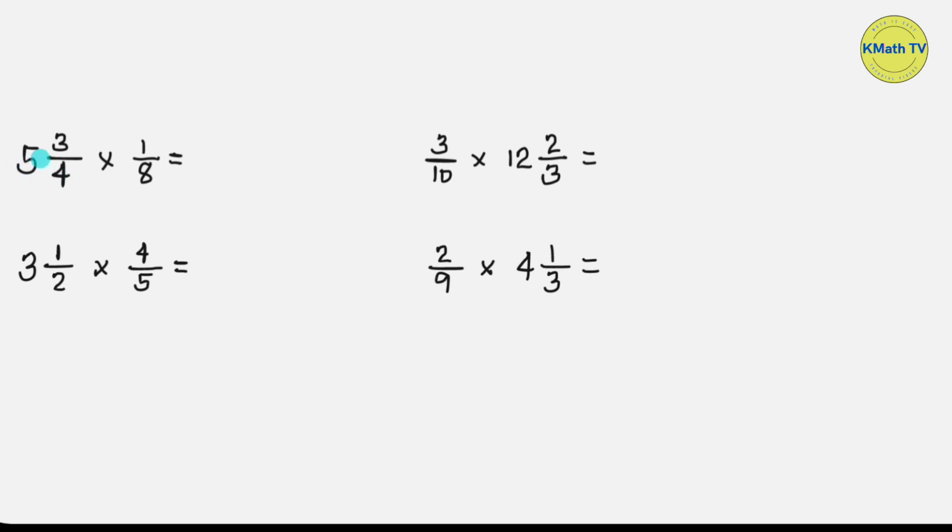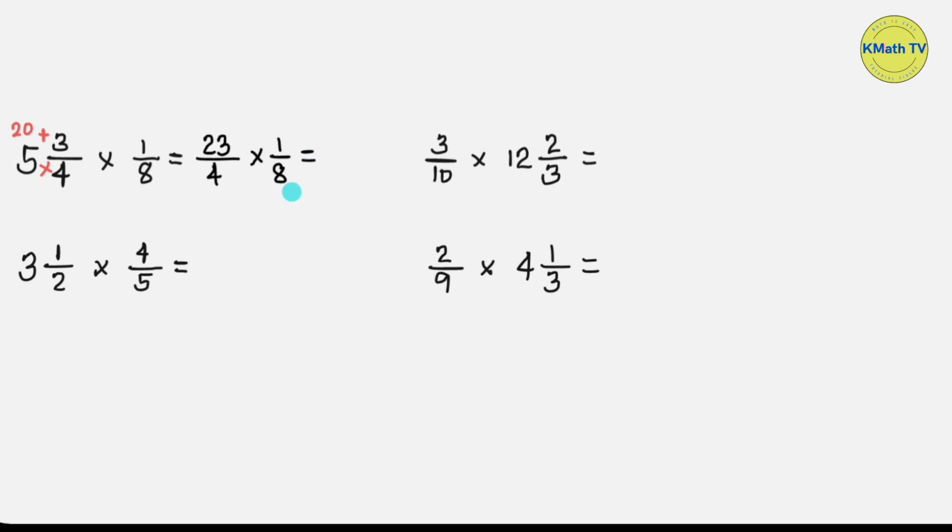Let's multiply the denominator 4 and the whole number 5. 4 times 5 equals 20. Then, add the numerator. 20 plus 3 equals 23. The new numerator is 23. Next, copy the denominator 4. Okay, we already changed the mixed number to an improper fraction. Now, let's multiply. Copy the multiplier, times 1/8.